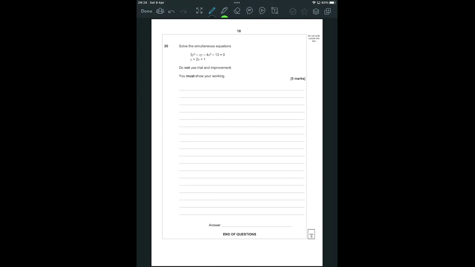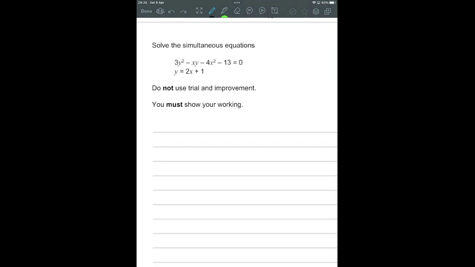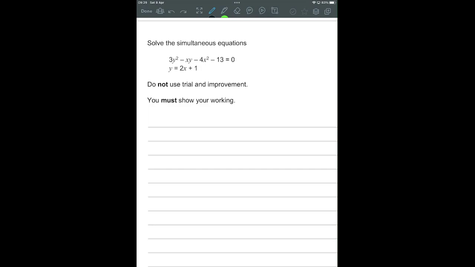Question 20, and I've got the beautiful thing at the end saying I'm basically finished. This is the very last question on the paper. But isn't it a horrible one? Solve simultaneously those two. Well, clearly the first one's not linear, so I'm going to have to use a substitution style method rather than an elimination style method that we normally use for linear simultaneous equations.